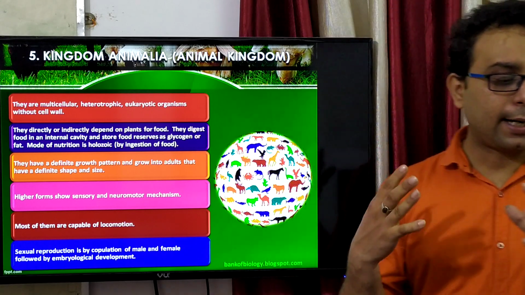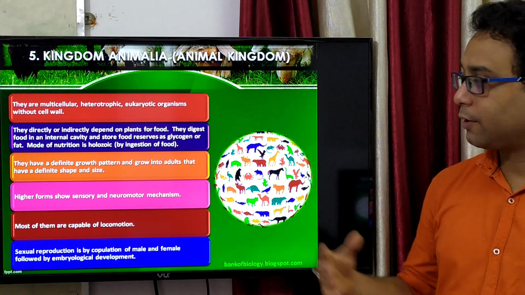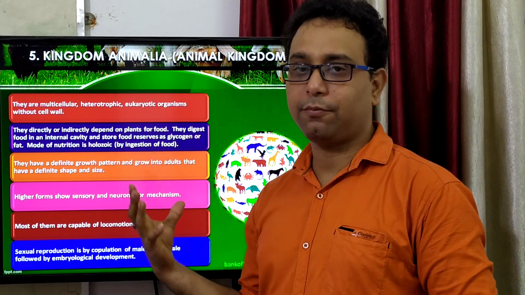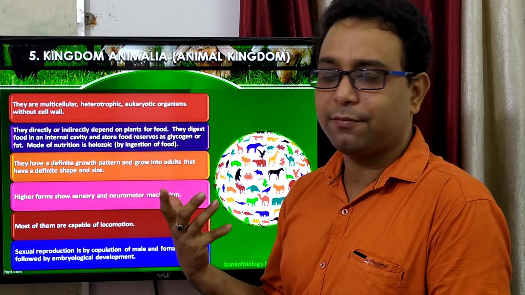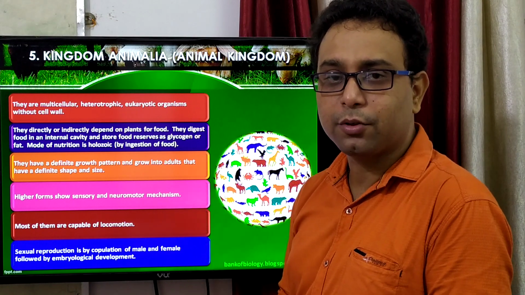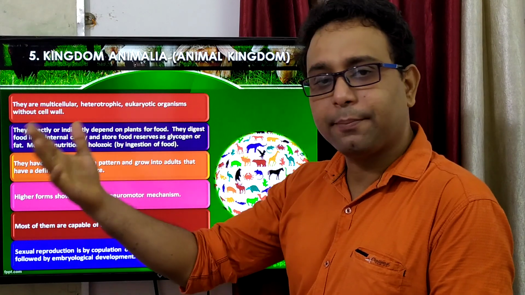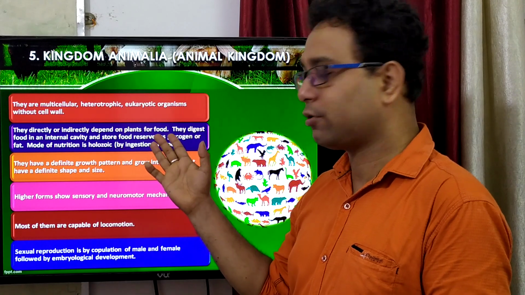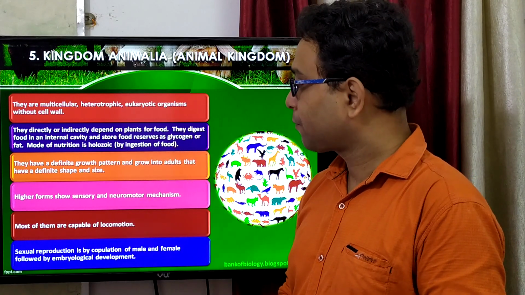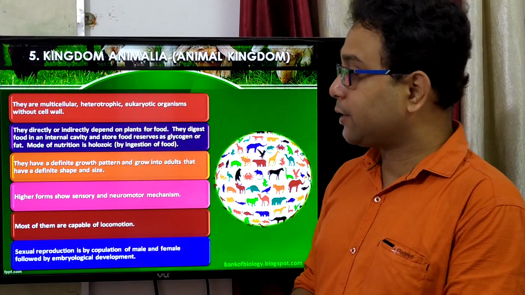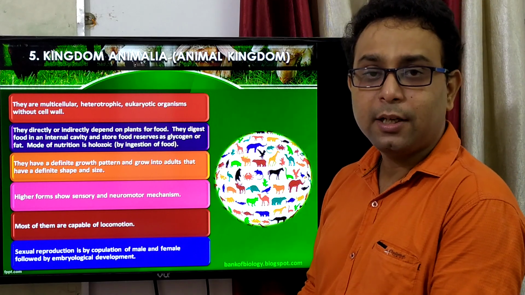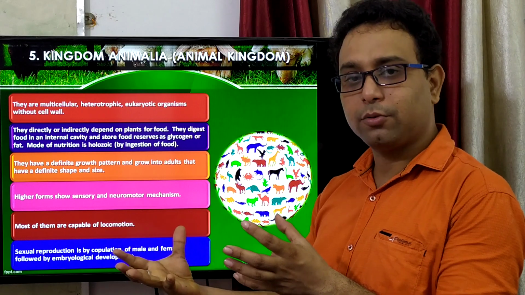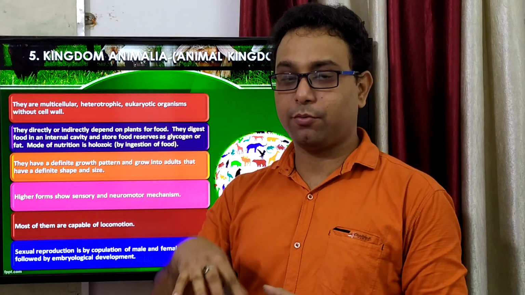Next one, they directly or indirectly depend on plants for food. Indirectly means if you take animals, some animals eat other animals, but those animals also depend on plants, so indirectly they also depend on plants. They digest the food in an internal cavity and store food reserves as glycogen or fat. So this is called the holozoic type of nutrition.